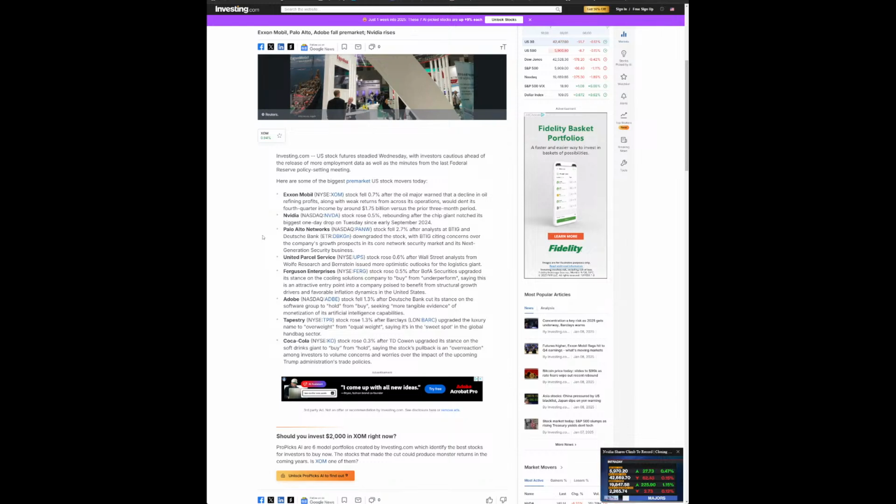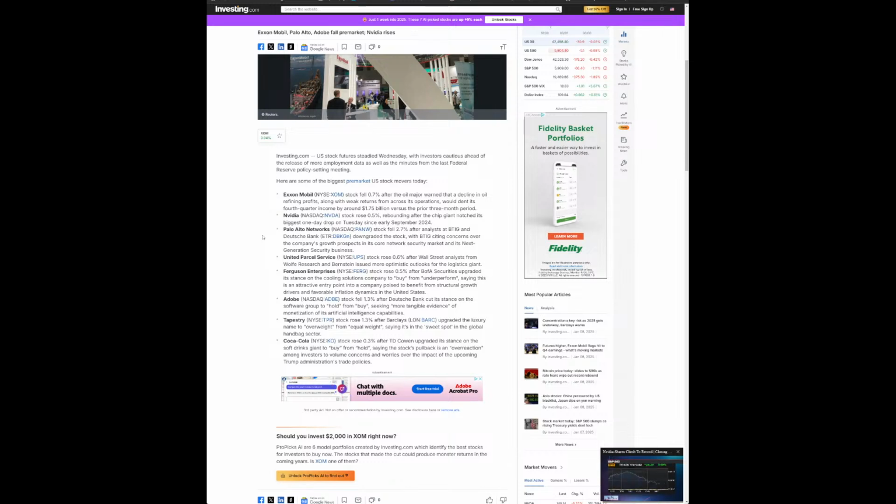Palo Alto stock fell 2.7 after analysts at BTIG and Deutsche Bank downgraded the stock, with BTIG citing concerns over the company's growth prospects in its core network security market and its next generation security business. UPS stock rose 0.6 after Wall Street analysts from Wolfe Research and Bernstein issued more optimistic looks for the logistics giant.